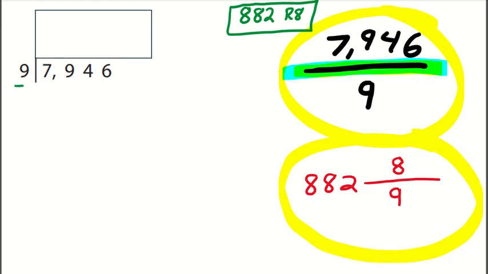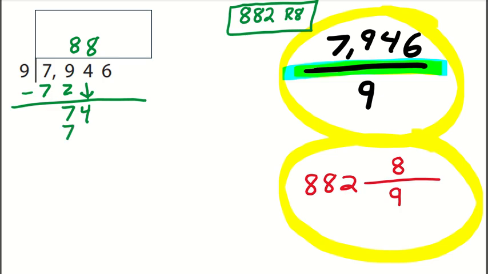How many times will 9 go into 7? It won't go, so we extend the line. How many times will 9 go into 79? It will go. We know that it'll go 8 full times. 8 times 9 is 72. And 72 from 79 is going to be 7 left over. We bring down the 4, and 8 times 9 is 72 still. And we subtract 72 from 74 and get 2 left over, and now we bring down the 6.